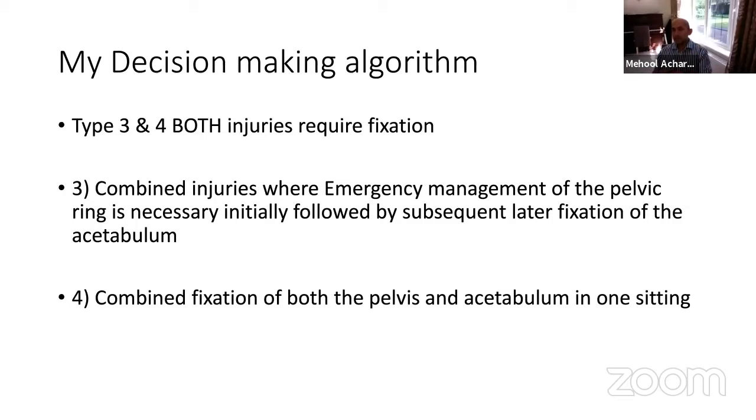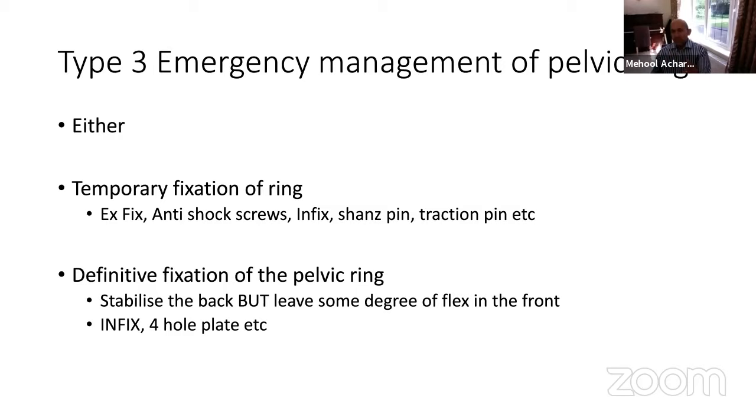And then you have subtype 4, where you have a combination of injuries, both that require fixation, but you can do everything in one go, okay? They are not hemodynamically compromised. When you look at the emergency management group, so subtype 3, these can be dealt with in two ways. So you can either perform temporary fixation of the pelvic ring by means of an external fixator, anti-shock screws if the patient is in extremis, an infix, you can put in pins, traction pins, etc. Whatever you can to try and stabilize that patient, get them back to the ITU, okay?